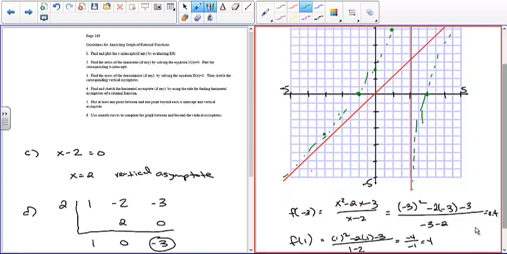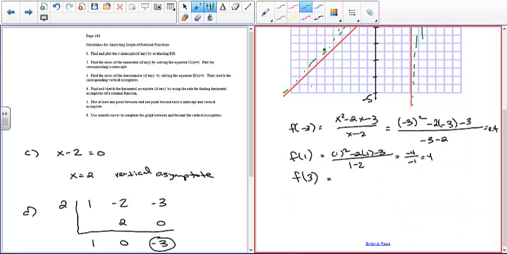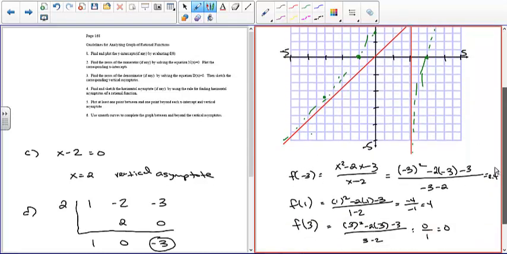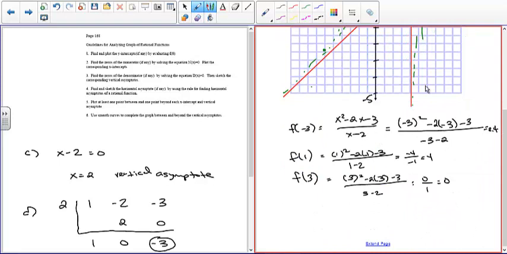And the last one here is f of 3. So we get 3 squared minus 2 times 3 minus 3 divided by 3 minus 2. So that's 9 minus 6 minus 3, which is 0, divided by 1, which is 0. Oh, yeah, obviously, because that's, so I should have done f of 4, not f of 3. I don't know why I did that.